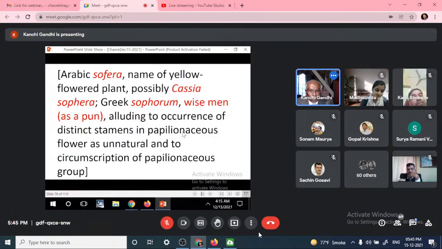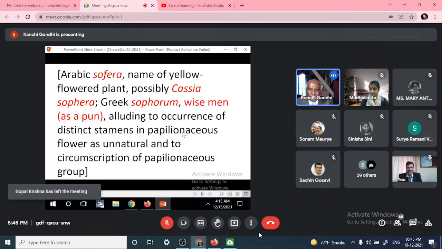So if two different characters are there, where should the particular genus go? Should Sophora go to the papilionaceous group, or should Sophora go to the Caesalpinia group? And he was blaming the stamens for that. Because of the stamens, the confusion. So he called the stamens wise men. You already know stamens are the male part. So he was using the term wise man, Sophora, as something like a pun, a P-U-N pun, that is criticism. So unless one was able to go to Linnaean work of 1737 and make an analysis, one is not going to know the reason for the coining of the genus name Sophora.